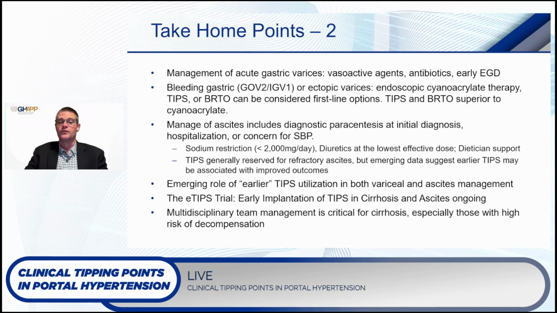TIPS is generally reserved for refractory ascites, but emerging data does suggest again that early TIPS may be associated with improved outcomes. The emerging role of earlier TIPS utilization in both variceal and ascites management is showing potential benefit. The E-TIPS trial, which is looking at early implantation of TIPS in patients with cirrhosis and ascites, is again ongoing, with more information coming on that. And then the importance of the multidisciplinary team in management is critical for these complicated patients with cirrhosis, especially those with a high risk of decompensation.